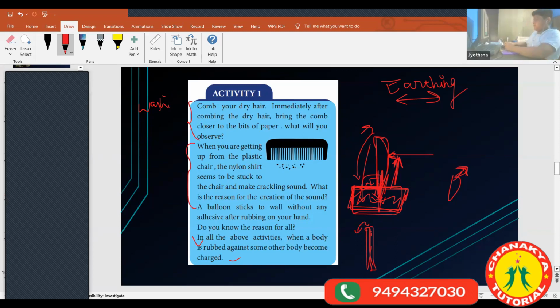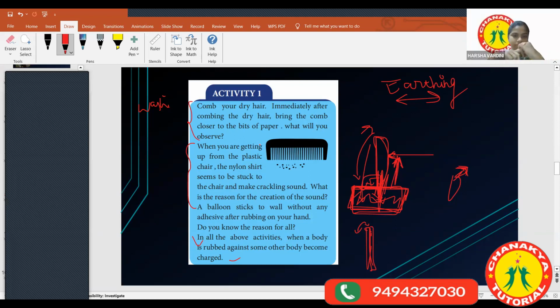Yes. Can you tell me what you observed? I observed that the comb removes your dry hair. After combing the dry hair, bring the comb closer to the bits of paper. What will you observe? When you are getting up from the plastic chair, the nylon shirt seems to be stuck to the chair and makes a crackling sound.